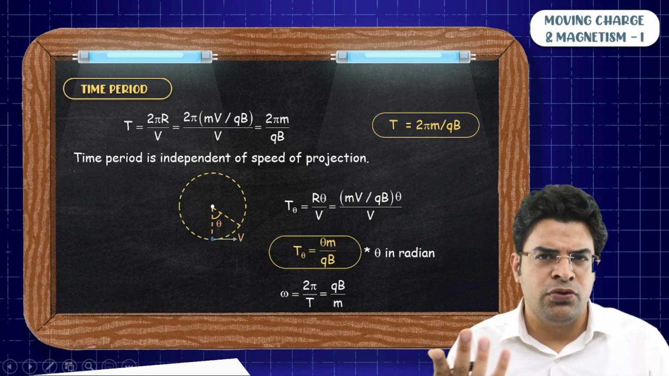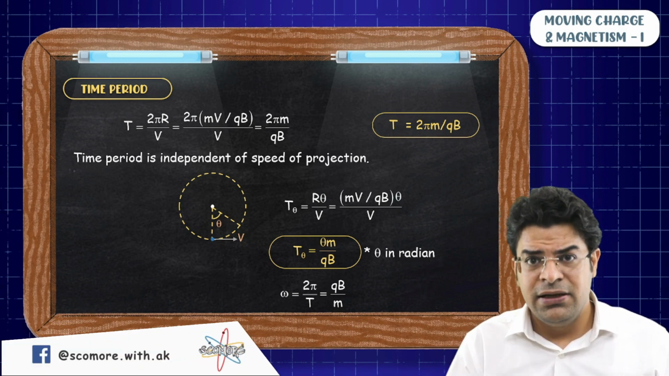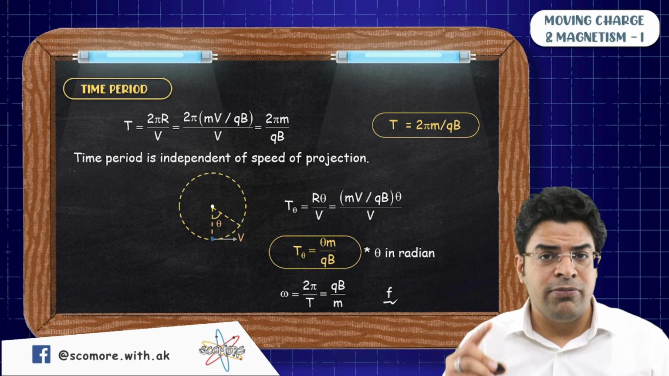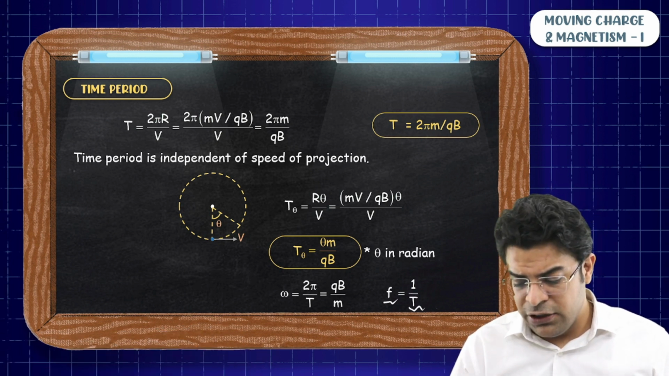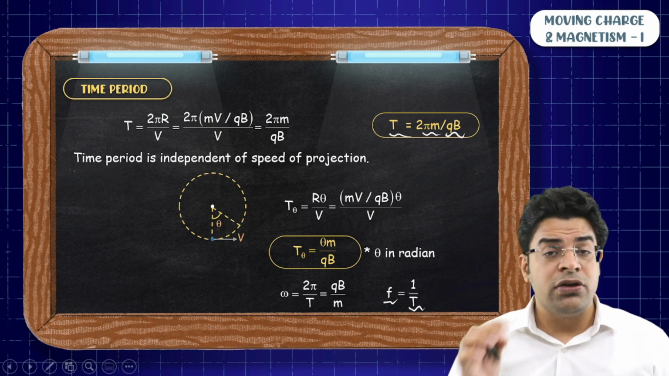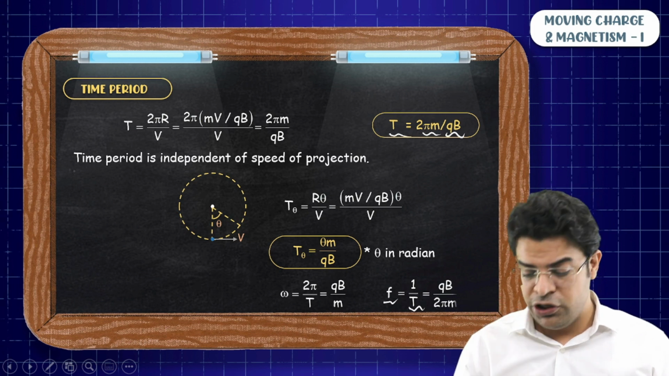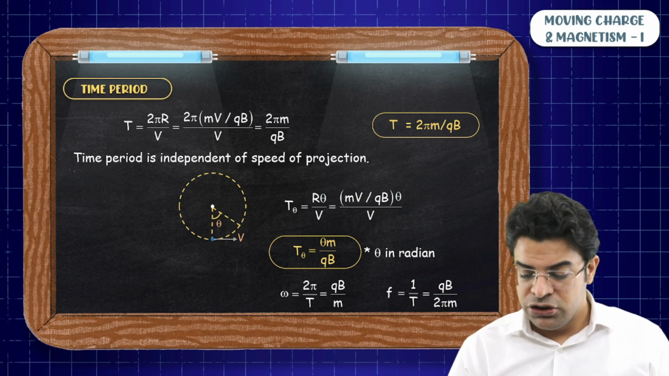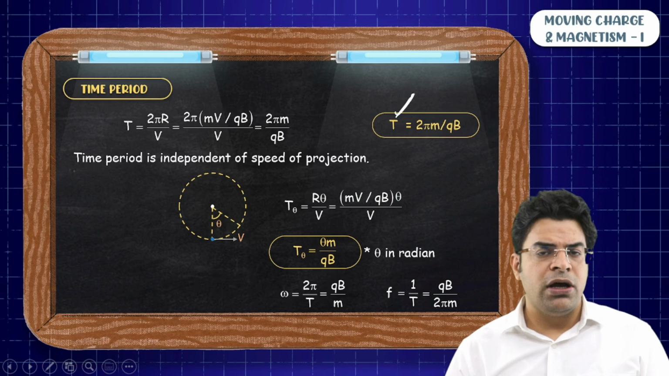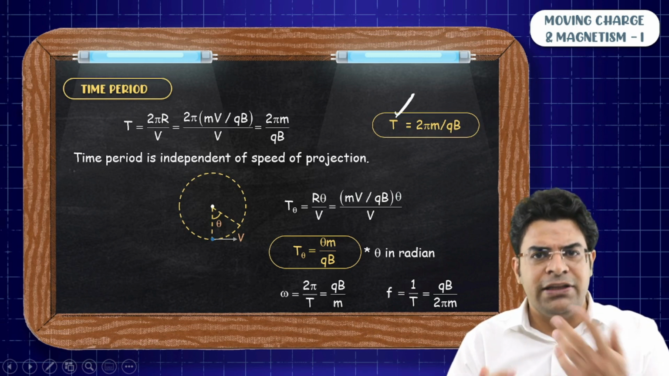Sometimes useful in questions. The next thing is frequency. Frequency is nothing but 1 upon the time period, and you know that the time period is 2 pi m by qB. So the frequency of the circular motion will be qB by 2 pi m. So easy. You just need to remember the time period formula. You will be able to remember everything else easily.